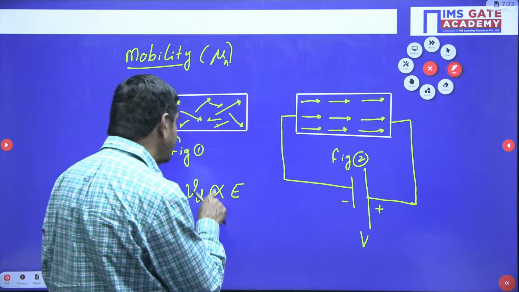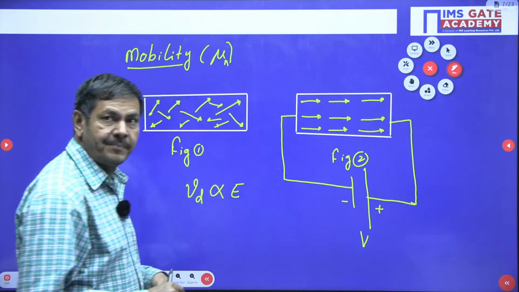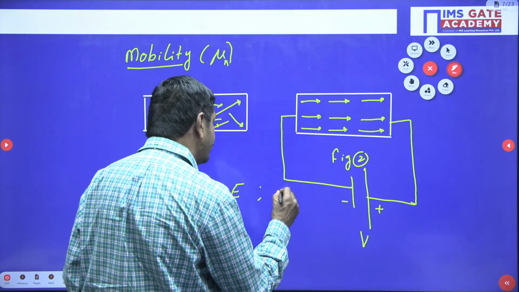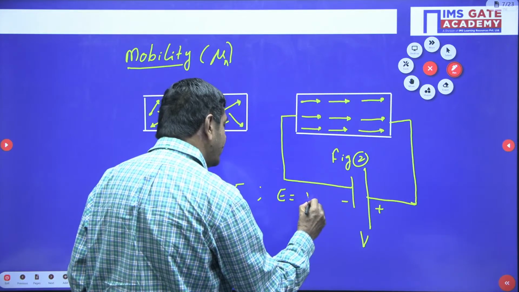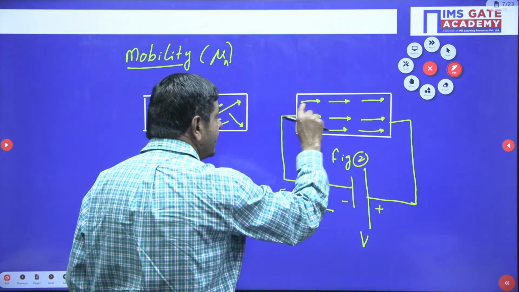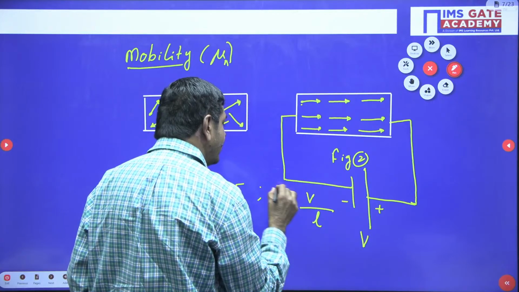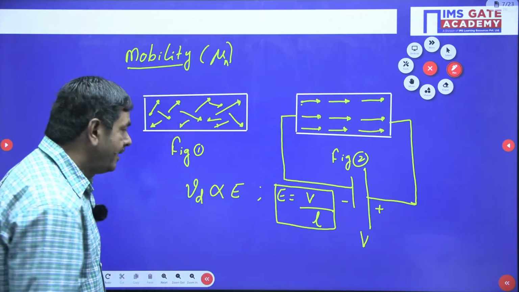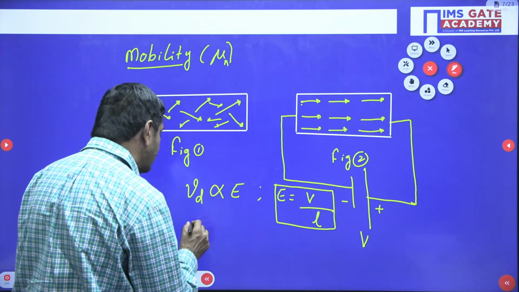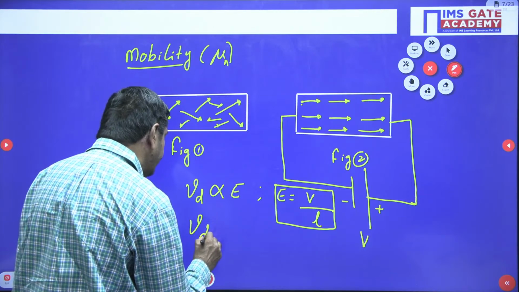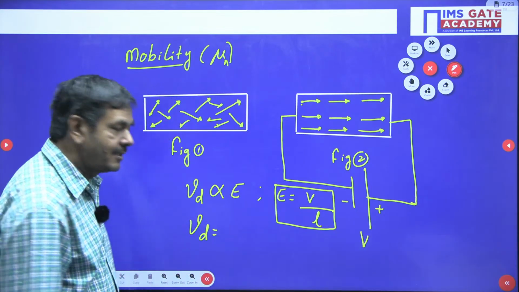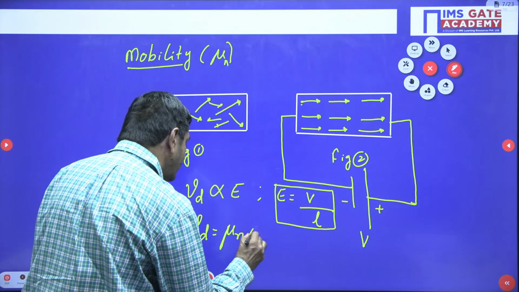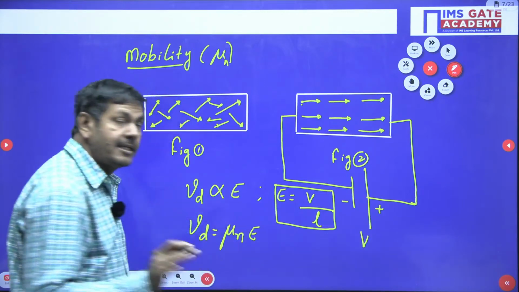So drift velocity is directly proportional to electric field intensity. What is electric field intensity? Everybody knows: supply voltage divided by the distance covered by the electrons, V by L, voltage by length. Since drift velocity is directly proportional to electric field intensity, Vd equals a proportionality constant times E. That proportionality constant is taken as mu n, which is the mobility of electrons.